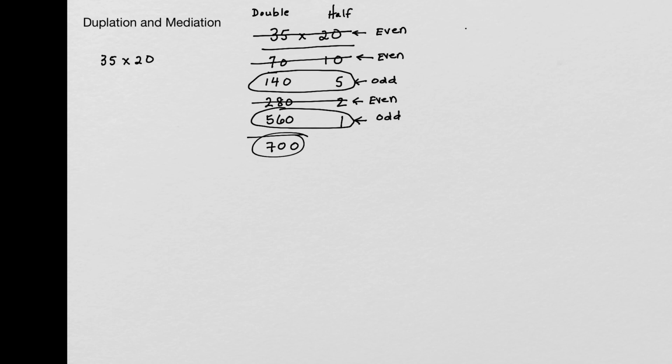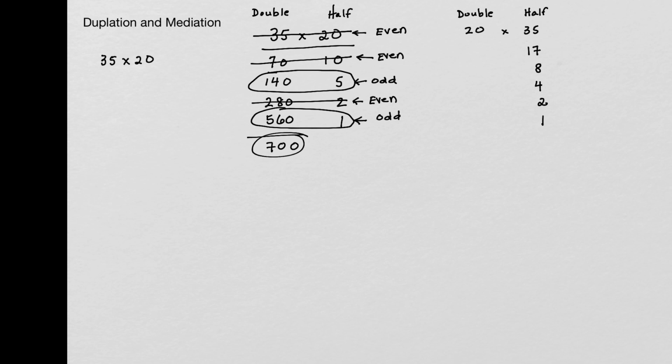Now, if I had multiplied the other way, 20 times 35, and I had taken half of the 35 column and doubled the 20s, you will see that we get the same result. So half of 35 is 17.5, so I just write 17. Half of 17 is 8.5, so I'm just going to write 8. Half of that is 4, half of that is 2, and half of that is 1.